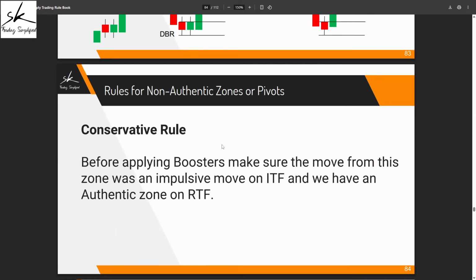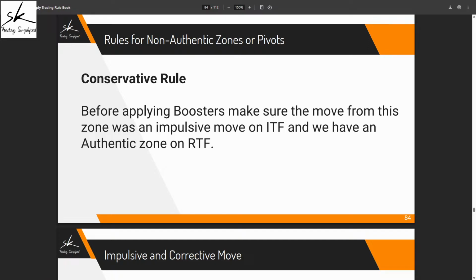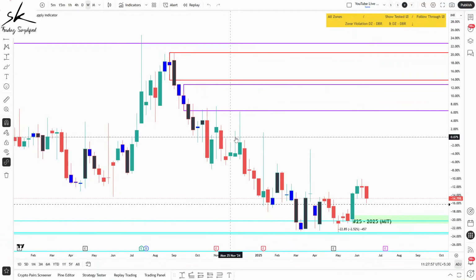Now, the conservative rule says before applying the boosters, make sure that the move from the zone was an impulsive move on the intermediate and we have an authentic zone on the refining time frame. If I'm applying the conservative rule, the first condition is on the intermediate time frame, and you can see I'm already on the intermediate time frame. We need an impulsive move. You can see this was my last pivot high, and from here when we got the move, it was definitely able to breach this high and create a new high. So we definitely have an impulsive move.